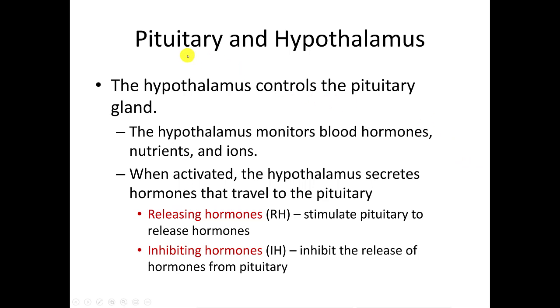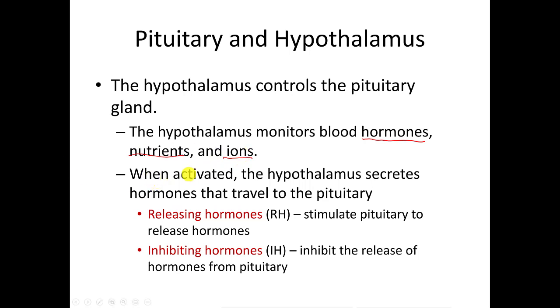But before we do that, I want to talk about the relationship of the pituitary and the hypothalamus. So the hypothalamus is basically the boss of the pituitary gland. And the reason is because the hypothalamus is constantly monitoring your blood. Remember, there is no blood-brain barrier within the hypothalamus. The hypothalamus is heavily involved in homeostasis. Okay, we talked about that in chapter 12. So it's constantly monitoring your blood, and it's looking at levels of hormones in the blood. It's looking at nutrient levels in the blood and ion concentrations in the blood.